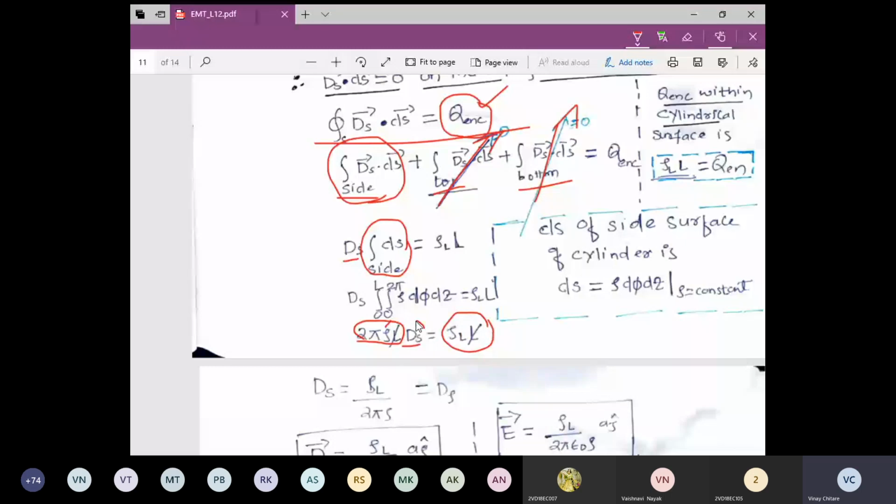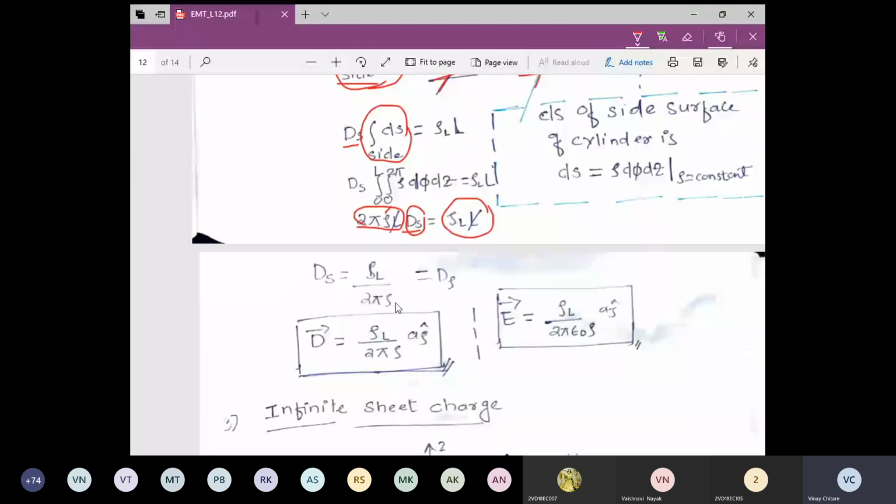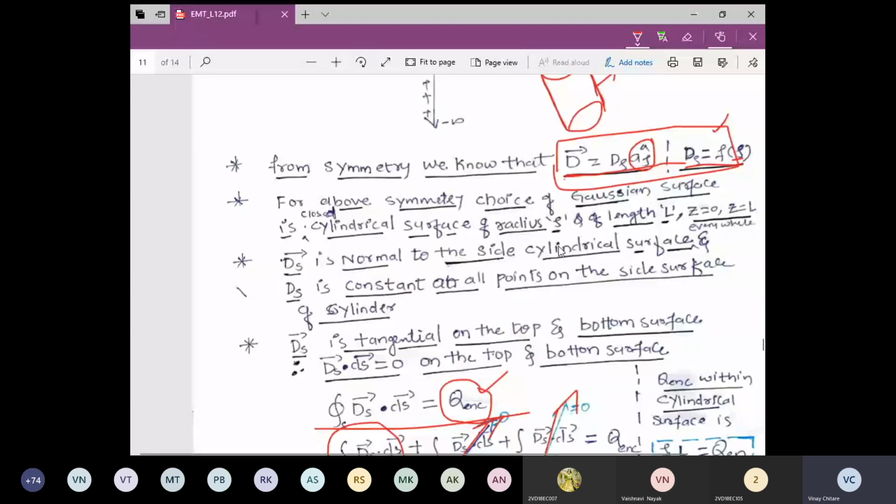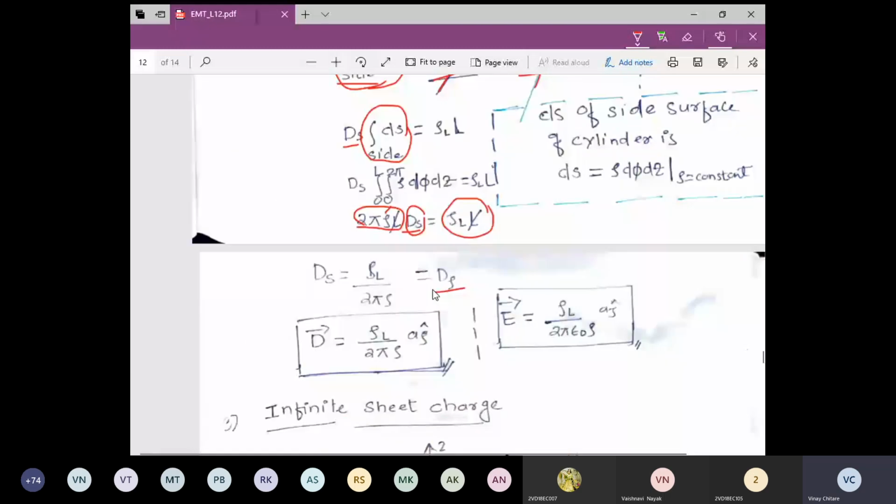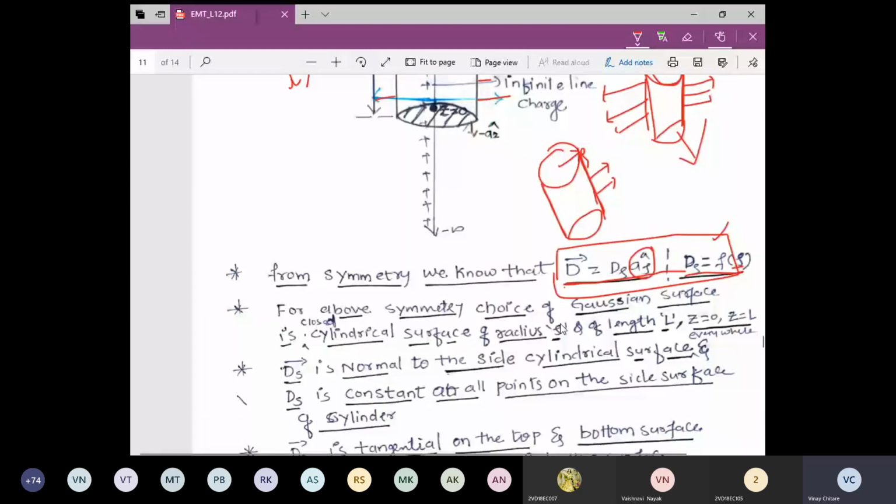Now we can solve for D. So D is rho L by 2 pi rho, and if I compare this equation and this equation, I have found D, that is D rho. And hence I can say my D is rho L by 2 pi rho a rho hat. Once I found D, I can find E, which is rho L by 2 pi epsilon naught rho a rho hat. And you could see we got the same result, that is the electric field due to a line charge, which we computed using Coulomb's law.